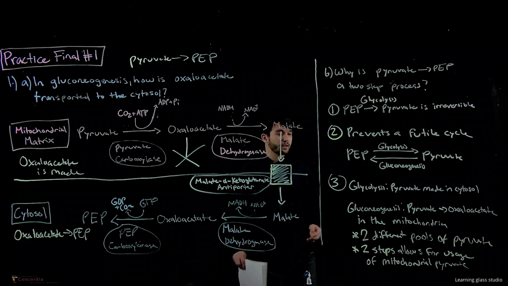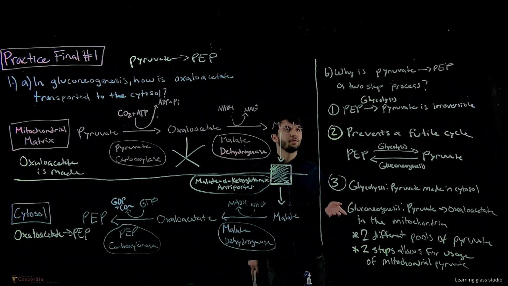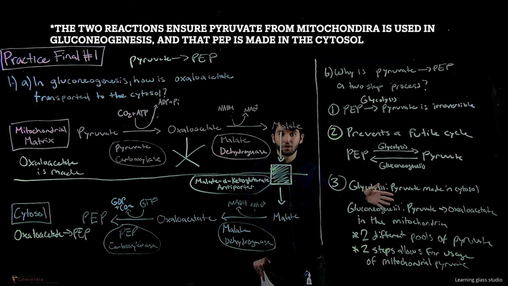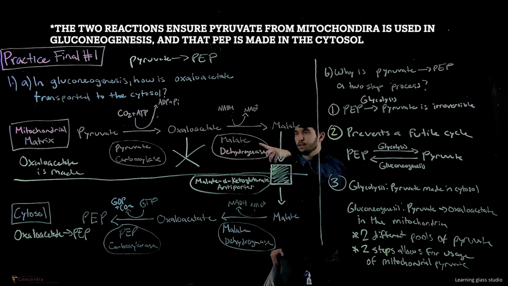For this last part, the last indicator of why pyruvate to phosphoenolpyruvate in gluconeogenesis is a two-step process is because in glycolysis, the pyruvate is made in the cytosol. So we have phosphoenolpyruvate getting converted into pyruvate in the cytosol. However, in gluconeogenesis, as we see here, pyruvate getting converted into oxaloacetate is actually done in the mitochondria.